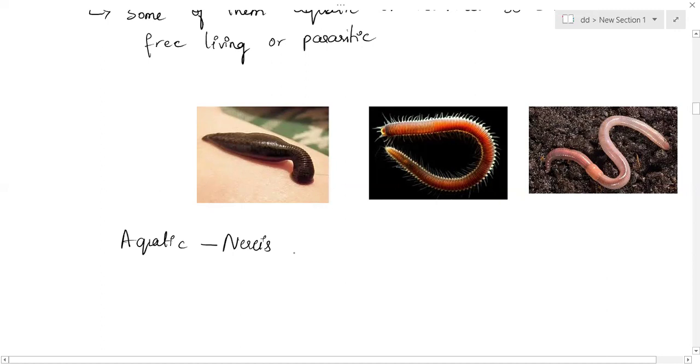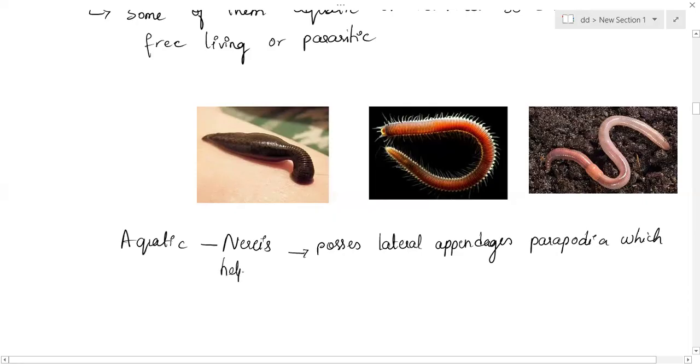This nereis possesses lateral appendages, called parapodia, which help in swimming.